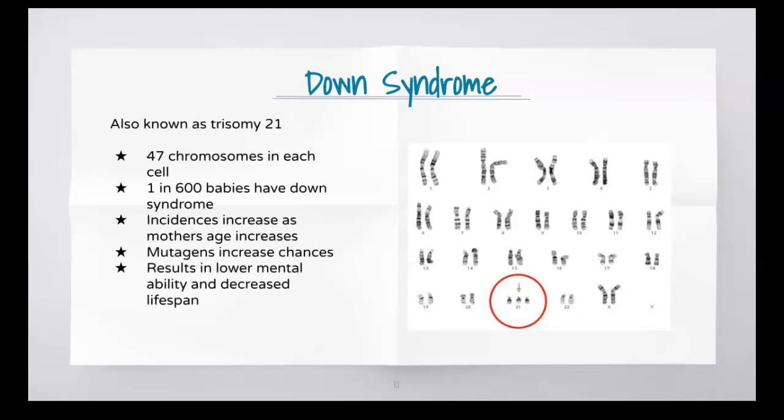So yes, we have 47 chromosomes. It's 1 in 600 babies are born with Down syndrome. And as the mother ages, the chances of having a baby with Down syndrome increases, especially after the age of 35 for women. Again, mutagens, those are things that we expose our body to, would increase the chance. And someone with Down syndrome would have a little bit lower mental capacity, and they usually don't live as long.